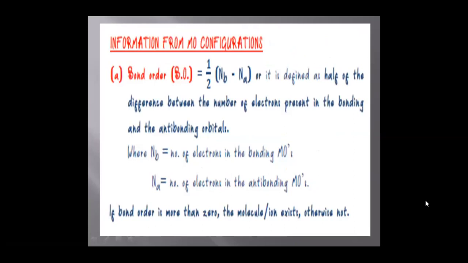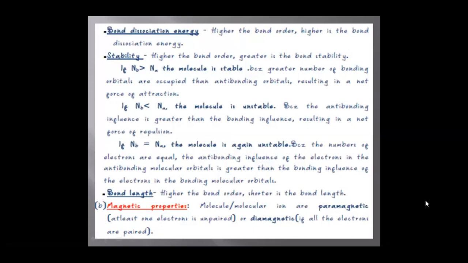Information from molecular orbital configurations. Bond order is half the difference between the number of electrons present in the bonding molecular orbitals and the number of electrons present in the anti-bonding molecular orbitals. If the bond order is more than 0, the molecule can exist, otherwise it does not exist. Bond dissociation energy: the higher the bond order, the higher the bond dissociation energy. Stability: the higher the bond order, the greater the bond stability.